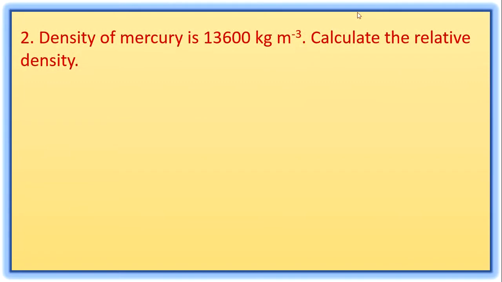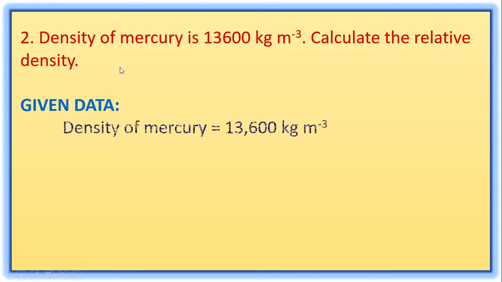Question number 2. Density of mercury is 13,600 kilogram meter^-3. Calculate the relative density. So, given data is density of mercury 13,600 kilogram meter^-3. We can calculate relative density.